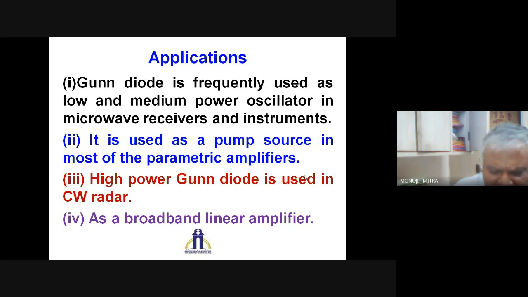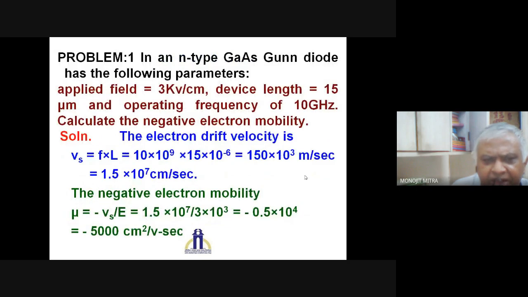So these are the applications. These applications are again there in your 7th sem, so that's why I'm not going to elaborate them here. Just mention their names. And only one problem I want to show here. In an N-type gallium arsenide Gunn diode, the following things are given: applied electric field, device length, then I told you L, active length, 15 micrometer. Operating frequency F is given, 10 gigahertz.